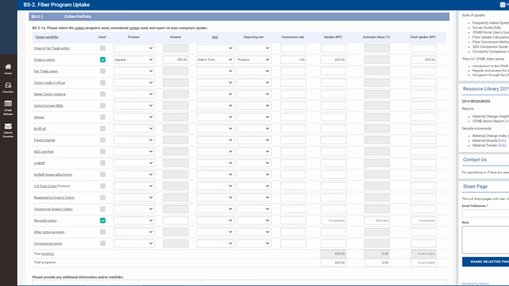For example, the product to fiber conversion rate for cotton is 1.65. Put simply, 1.65 units of fiber is required to produce 1 unit of material at product level.